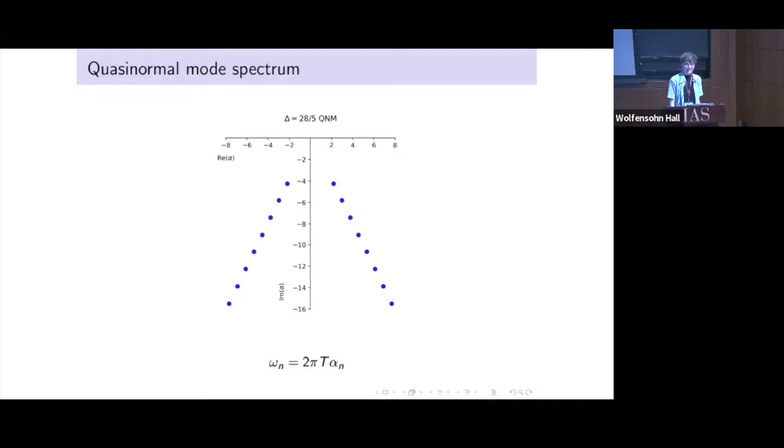Okay, thank you very much. Okay, the next speaker is Andrea Bulgarelli from Torino on entanglement entropy from non-equilibrium lattice simulations.